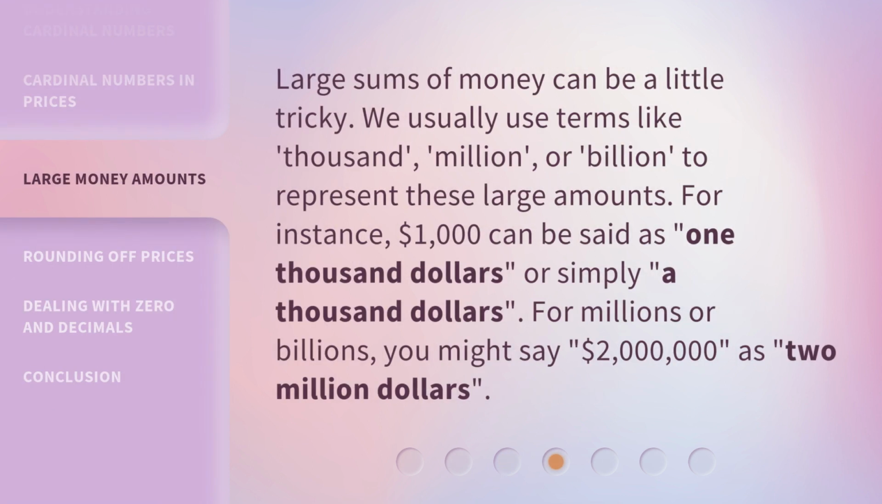Large sums of money can be a little tricky. We usually use terms like thousand, million, or billion to represent these large amounts. For instance, $1,000 can be said as $1,000 or simply $1,000. For millions or billions, you might say $2 million as $2 million.